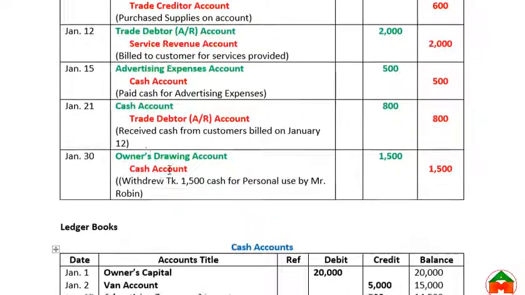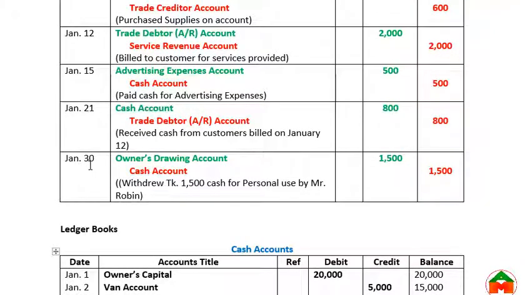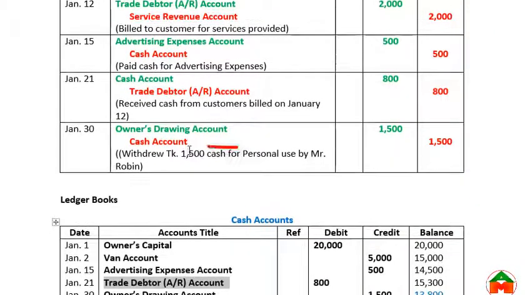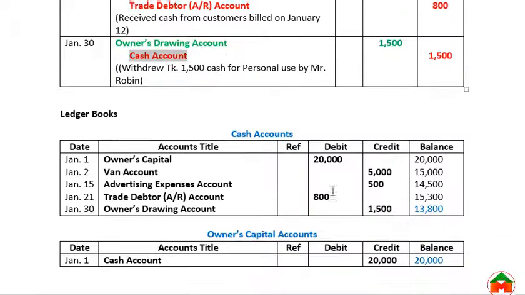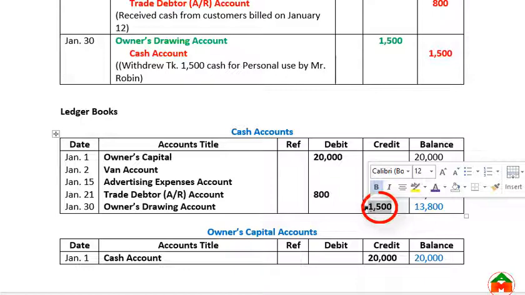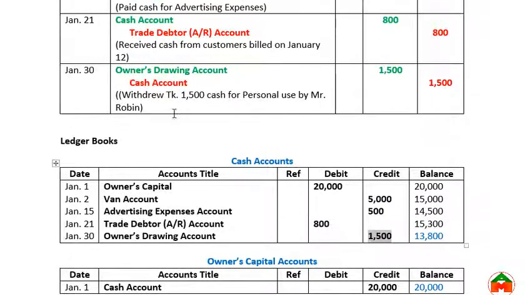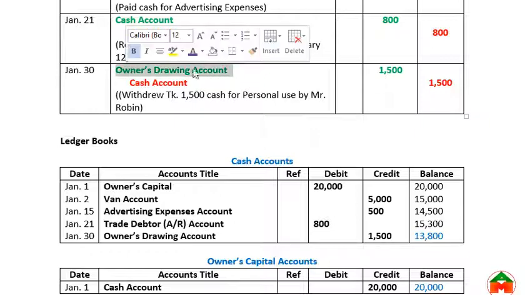Okay, and the last one we can see January 30 there is another cash account which is in the credit side, 1,500. So cash is credit with 1,500, and we will write the opposite name, owner's drawing account, here.